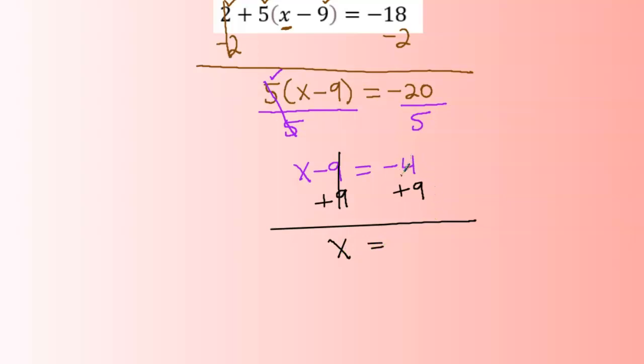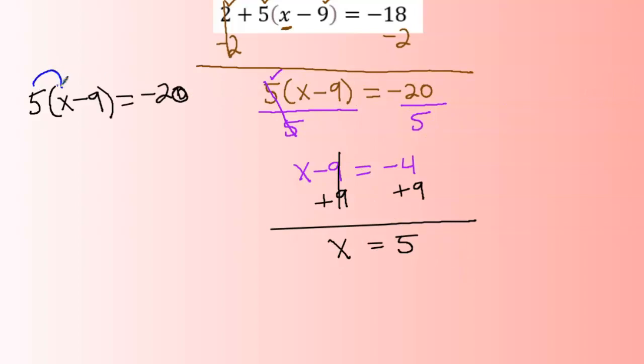And here you have negative 9 plus 9, negative 4 plus 9. The negative is smaller, the positive is bigger, so that means the answer has to be positive, which is positive 5. So as I said, here we could have also distributed.